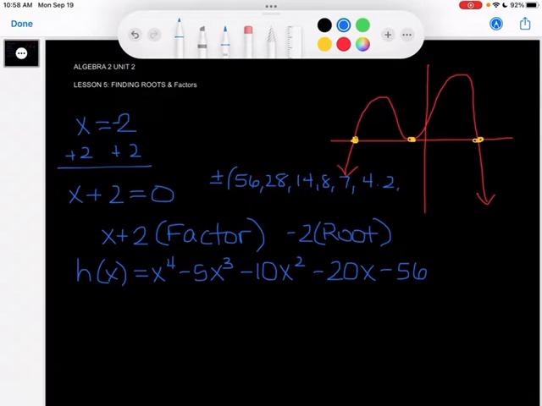Remember, it's all the factors of the constant divided by all the factors of the leading coefficient. Well, since the leading coefficient is only 1, all of these are just divided by 1. That makes it a little bit easier.